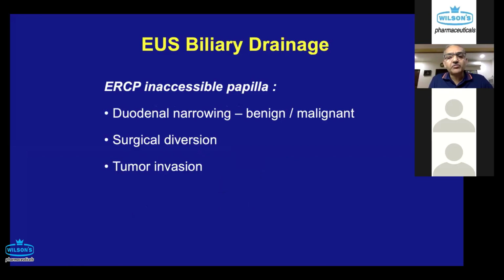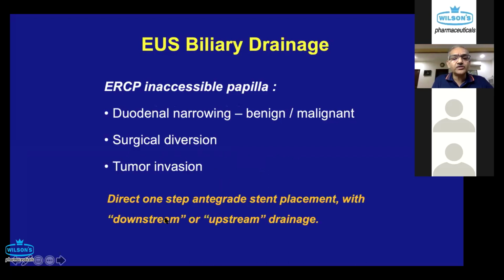Also, situations can be where the papilla is not accessible at all. In the previous slide, the papilla was accessible, but now it's not accessible because of duodenal narrowing, either because of benign or malignant underlying conditions, or there's a surgery in the past which has prevented us from reaching, say, a Roux-en-Y system is there, or tumor invasion. So in this situation, you can do a direct one-step antegrade stent placement with upstream or downstream drainage. I can discuss this later on, what I mean over here.